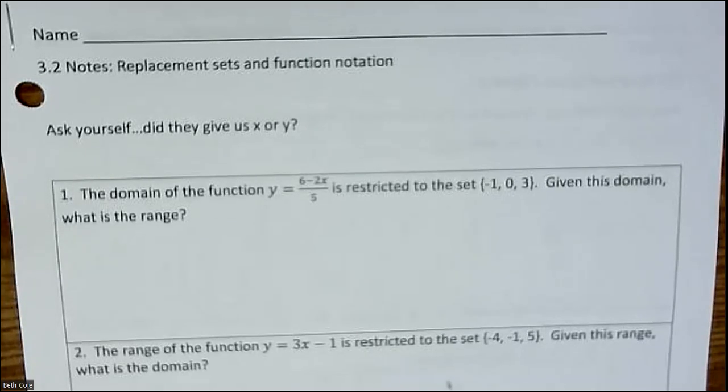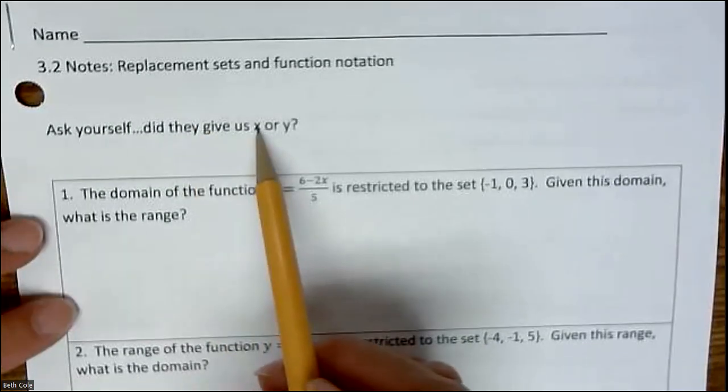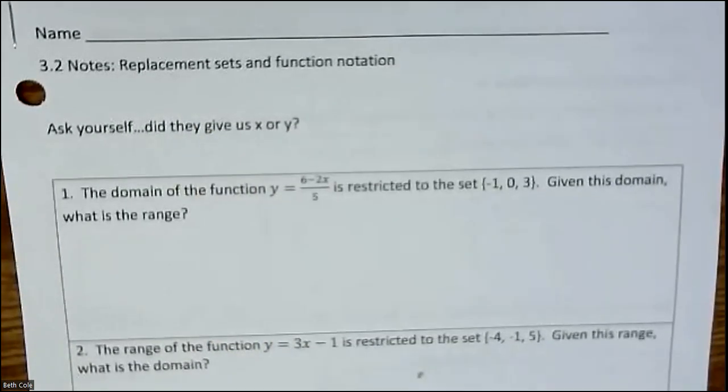So this is going to be our function notation. These first ones, we're going to be plugging into the function. And what you need to ask yourself is, did they give us X or did they give us Y? Because one is one way and one is the other, and you don't want to get it backwards.